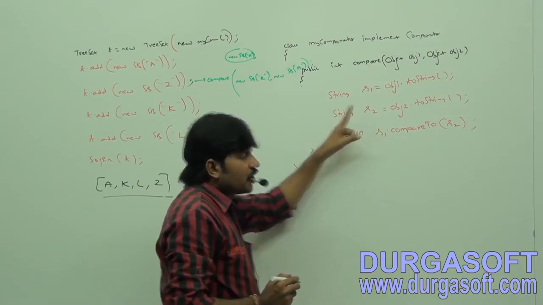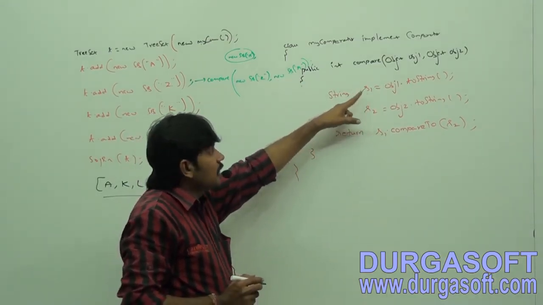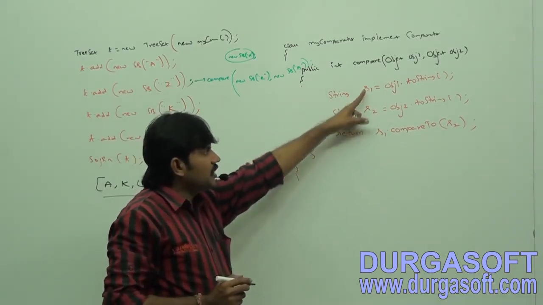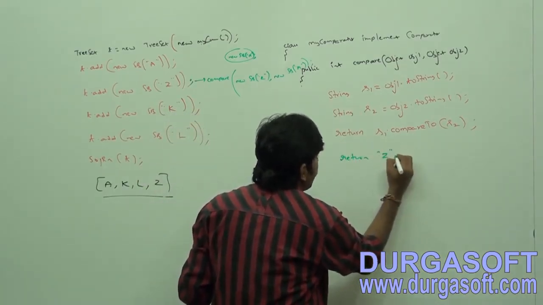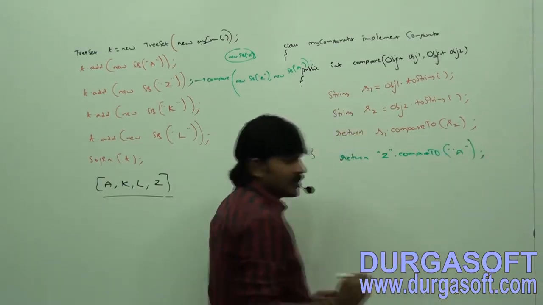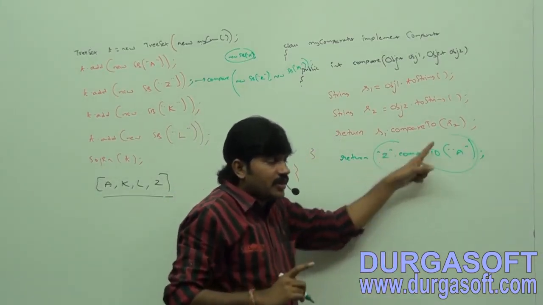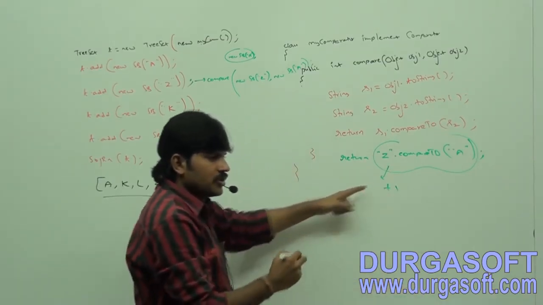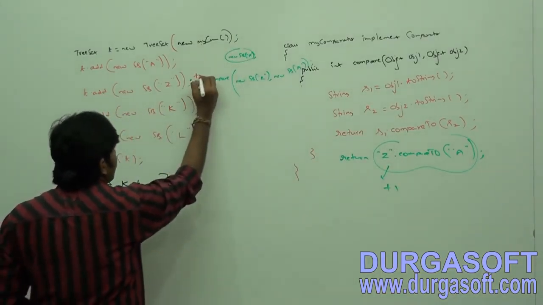Convert into string. If I convert the StringBuffers into strings, what is s1? The string Z. What is s2? A. Z, A. Return Z.compareTo(A). Z.compareTo(A) means: will Z come before A or after A? After A. That's why it is going to return a positive value.